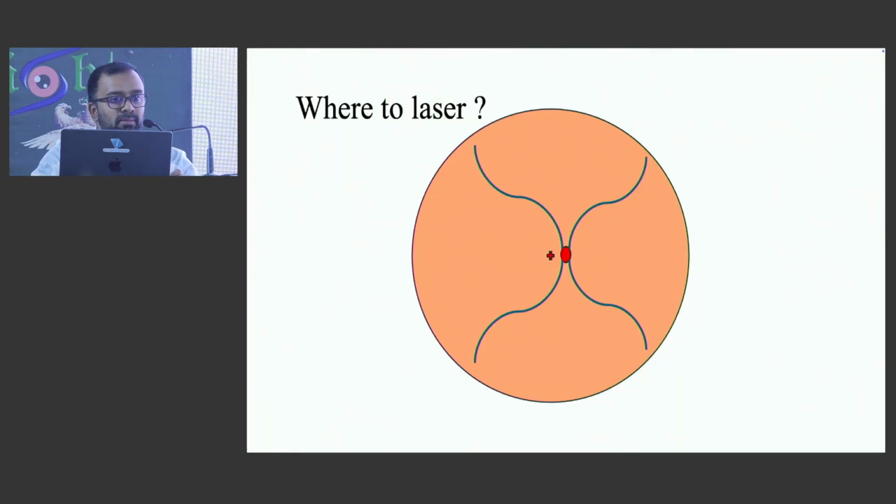Now, where do you laser? Basically, you have two fixed points in the eye: your optic disc and your fovea. Because diabetic retinopathy is a posterior disease, you ideally require very good posterior laser. So it should be 1 disc diameter nasal to the disc, 3 disc diameters temporal to the fovea, and at least 1 disc diameter above and below the vascular arcades.